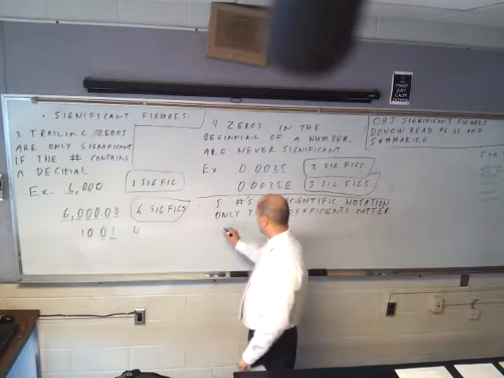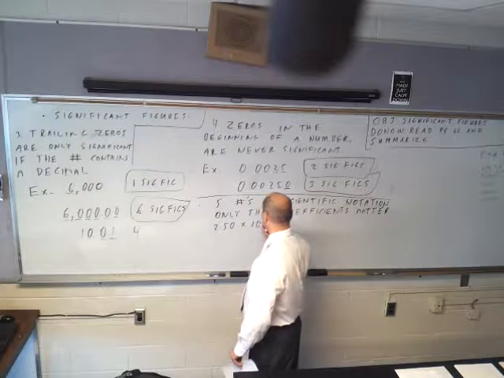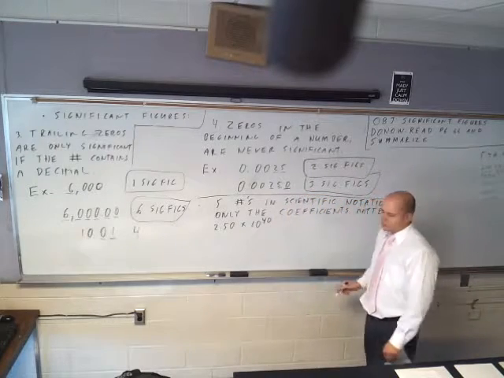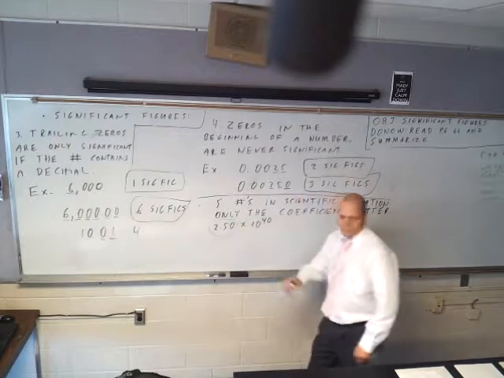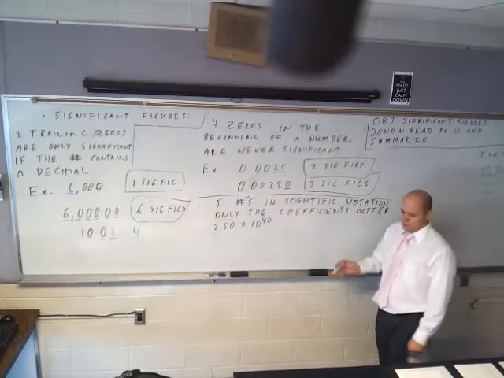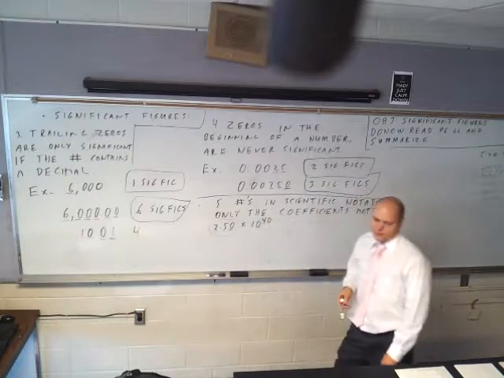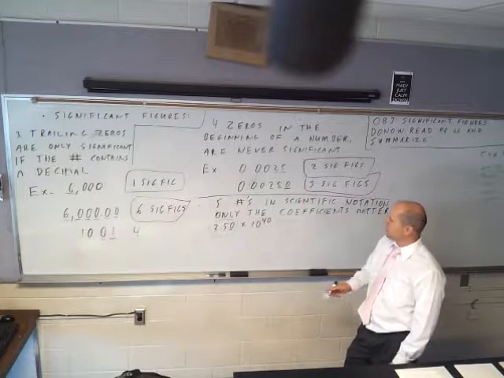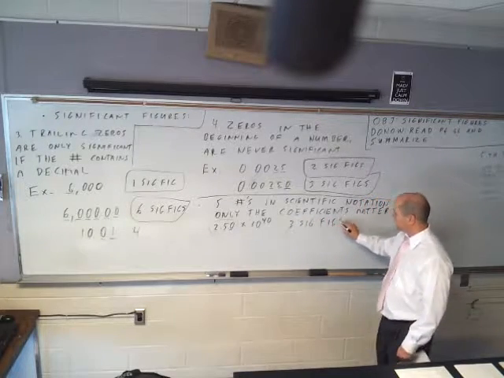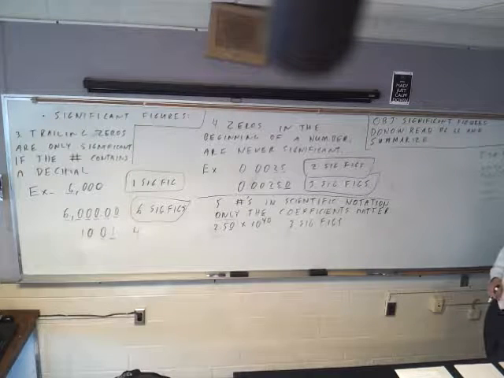So let's say we have 2.50 times 10 to the power of 40. So all we look at is this, just the coefficient. The rest of it doesn't matter. So if you look over here, this number has 1, 2, and that 0 is significant too, because of rule number 3. And so this has 3 sig figs. So it doesn't matter what the exponent is. The exponent's irrelevant.